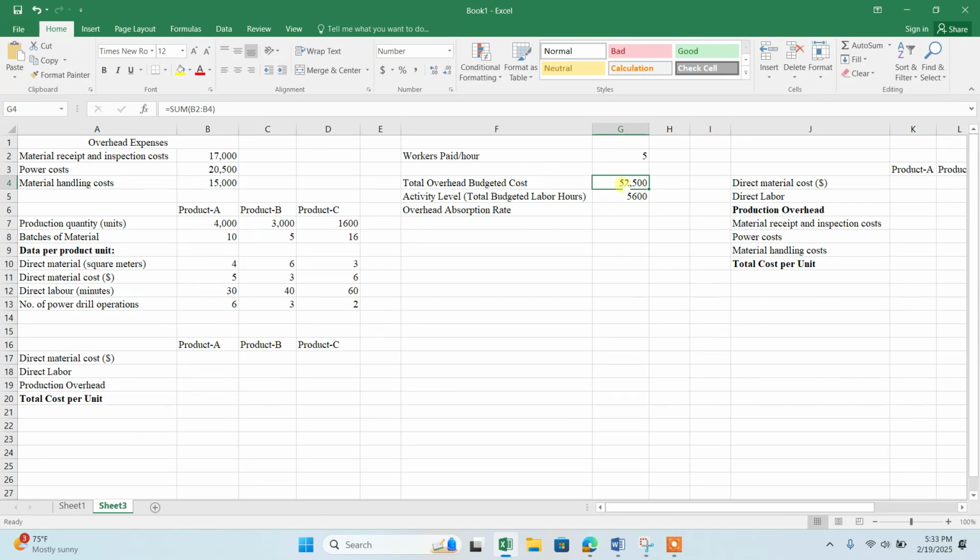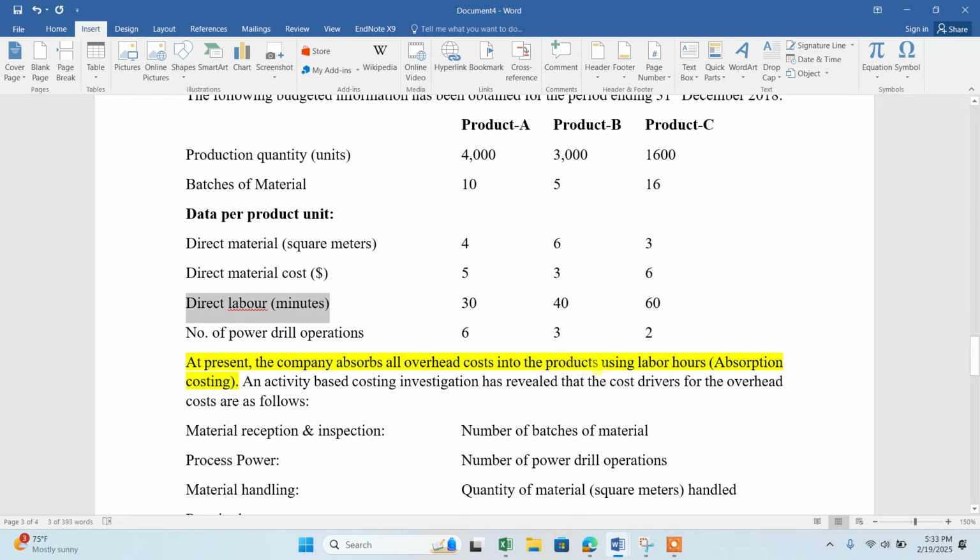So actually this is an activity, this is a base of this overhead cost while using the absorption costing method. In the activity based costing method, we do not add it all. We have a different cost driver for each of these overheads, with a different reason and different cost driver for each overhead cost. But in absorption, we add it all, combine, and then we divide among these three products based on their activity level, which in this case is the total labor hours. You can see products use the labor hours, not minutes.